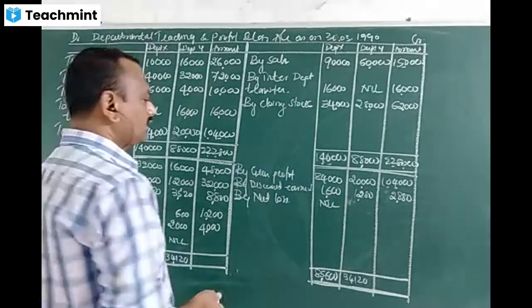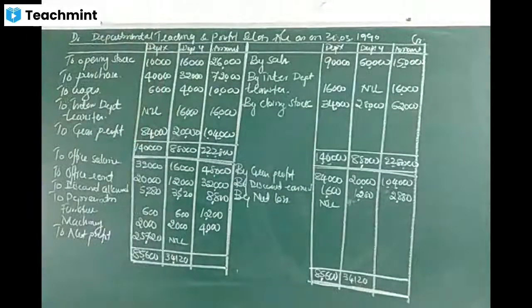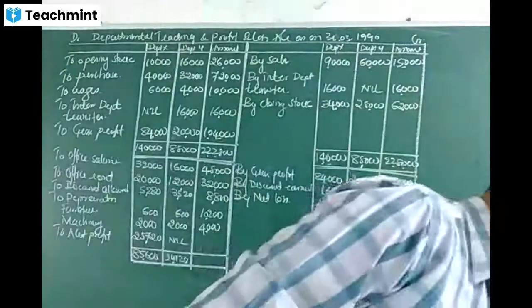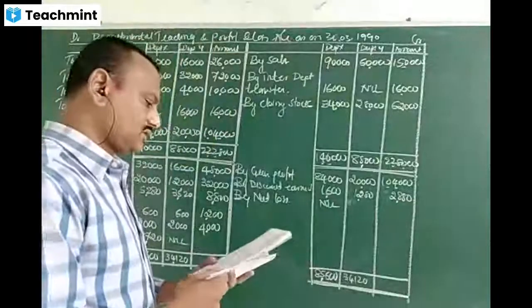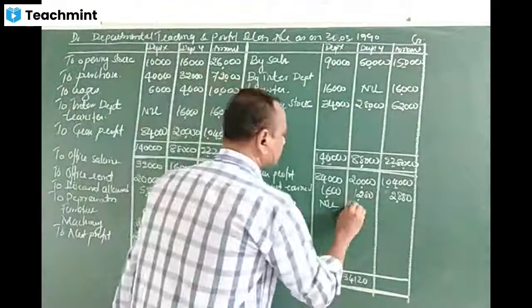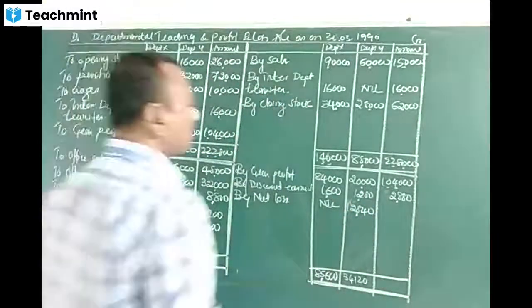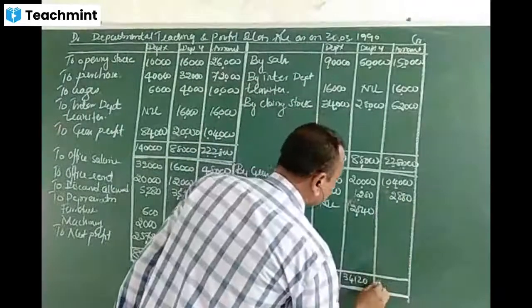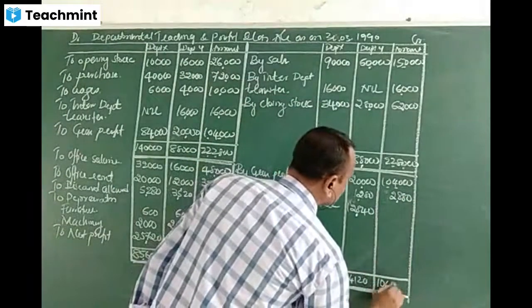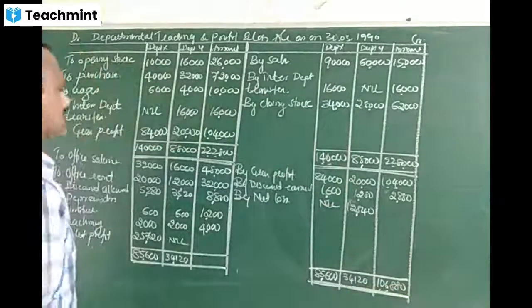Here you have a loss. How much is the loss for department Y? 12,840. Okay, total the outer column: 1,06,880.